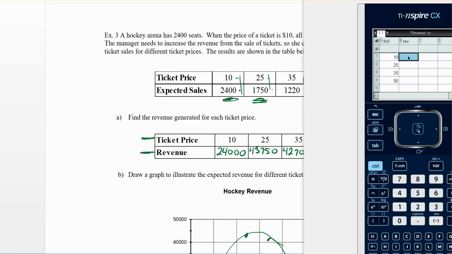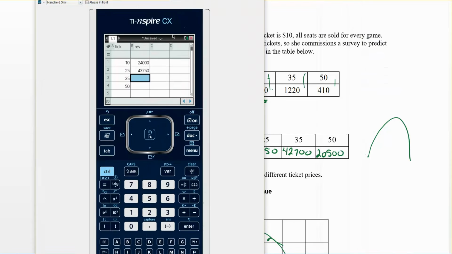Revenue when it was 10 is 24,000. 43,750. Let's move this over here now.